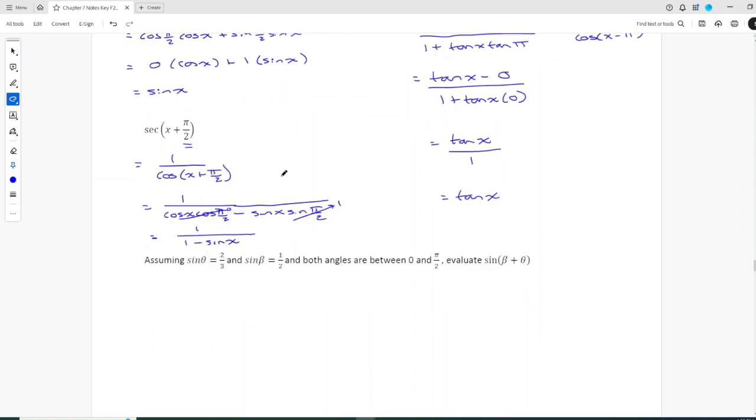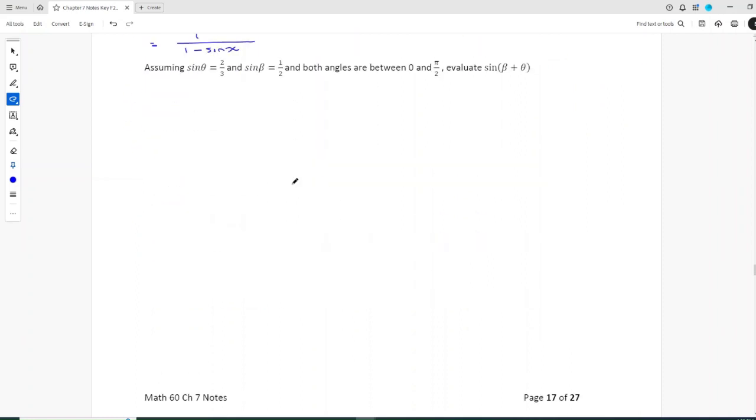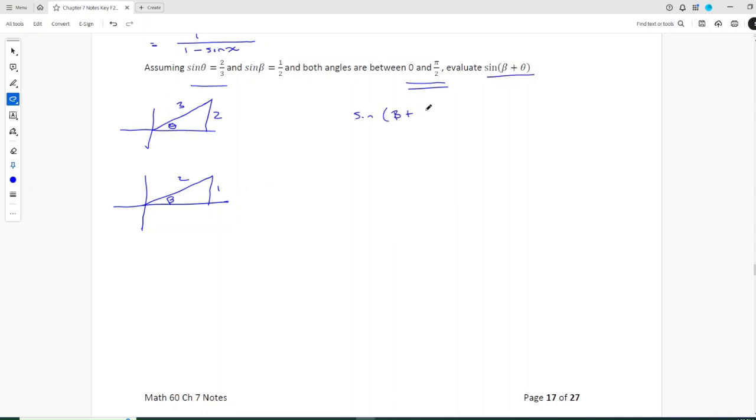Up to you. All right, last question that we are going to do in this section is one of these guys, where they tell you, assuming sine theta is 2/3, what they're telling you is that opposite over hypotenuse is 2 over 3. Now they're telling you that the angle is between 0 and pi by 2, so we know this is in the first quadrant, which just tells you that everything is positive. So sine theta is 2/3, opposite over hypotenuse. And then they also are telling us sine beta, also in quadrant 1, is 1/2. And what they want us to do is evaluate sine of beta plus theta.